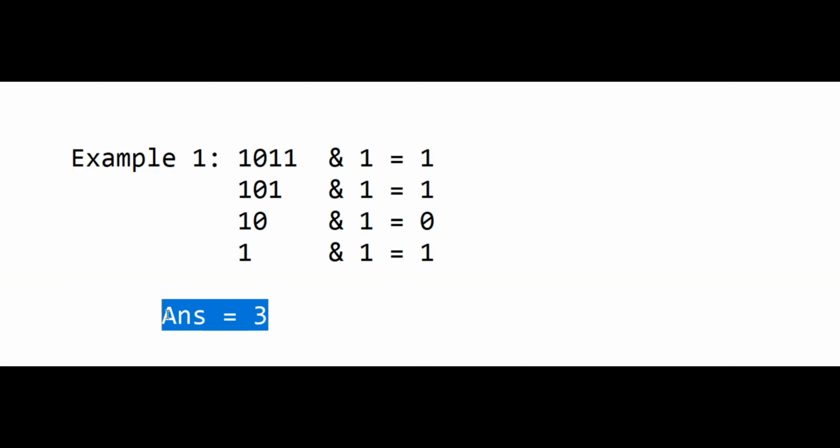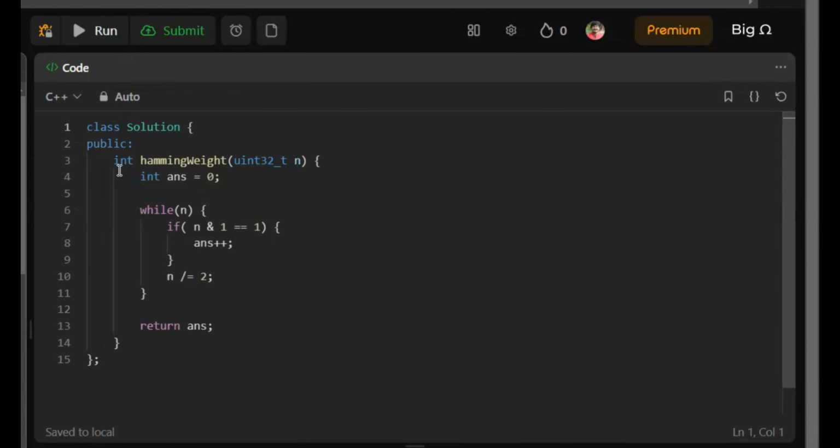Now let's move on to the code. In the code, we are given a function. The parameter is n, which is of type unsigned int, 32 bits. Now we have to declare a variable and initialize it with 0 to store the answer. And we have to loop through n until n becomes 0.